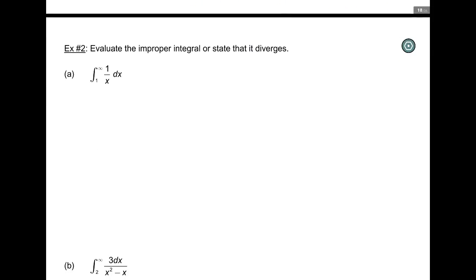Example number 2, evaluate the improper integral or state that it diverges. So now we just have the upper bound to worry about. First thing we're going to do, we're going to rewrite this as the limit as b approaches infinity of the integral from 1 to b of 1 over x dx. So we integrate, and that means we end up with ln of the absolute value of x, but since it's 1 to b, we already know it's going to be positive.